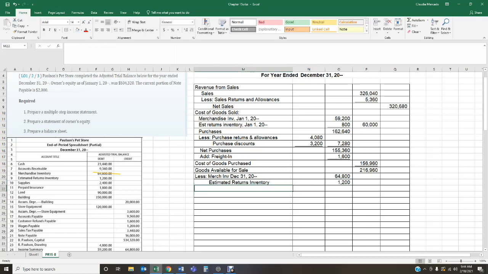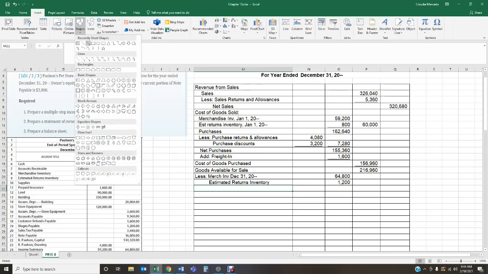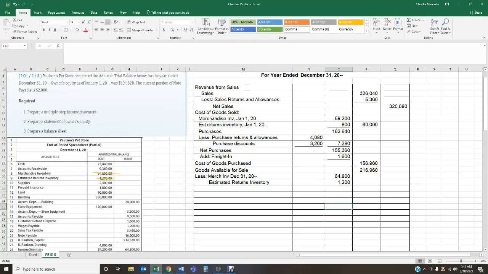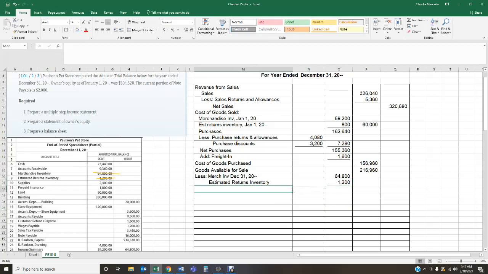Of $1,200. Okay. So we're going to add those together, and that's going to give us our cost of goods sold. Okay, now we can calculate our cost of goods sold. These two numbers together will give me, let's see, $66,000. And now I can calculate my cost of goods sold.